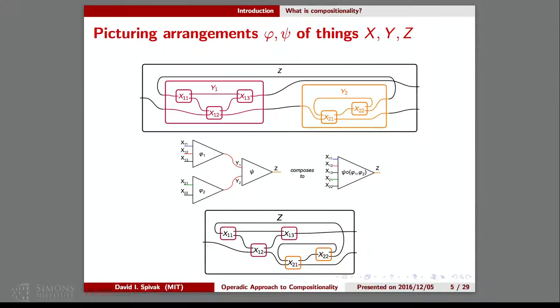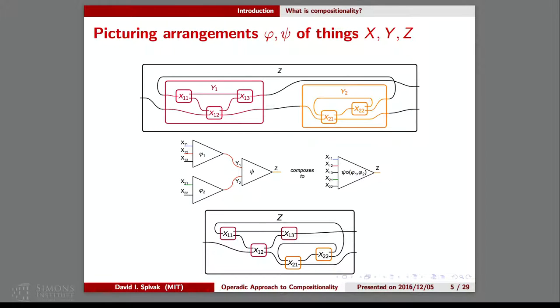So just to picture what these look like, the diagrams I like to draw often look like this. And this is an arrangement. Z is formed as an arrangement, an assembly of things Y1 and Y2, where Y1 and Y2 are each arrangements of smaller things X1 through whatever. And in the operadic picture, people usually draw arrows like this. So this is a multi-arrow from X11, X12, X13 to Y1. But if you turn that from being left to right into being inside and outside, these guys are inside of Y1, and these guys are inside of Y2.